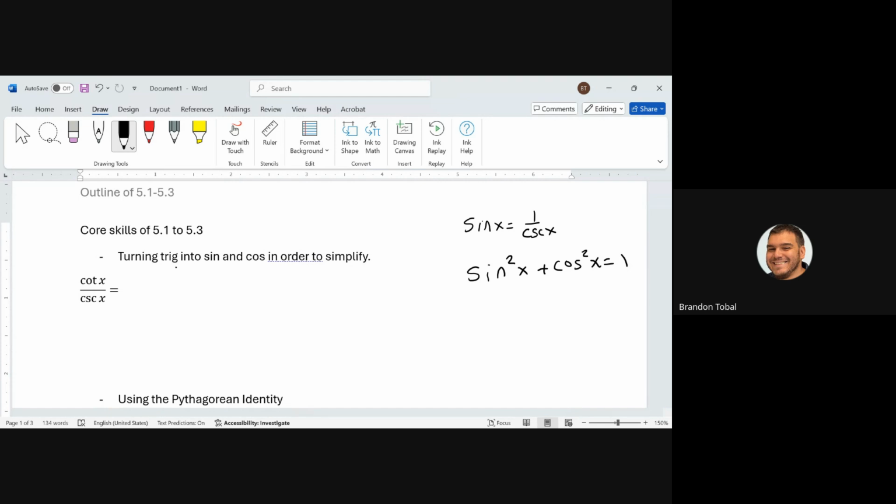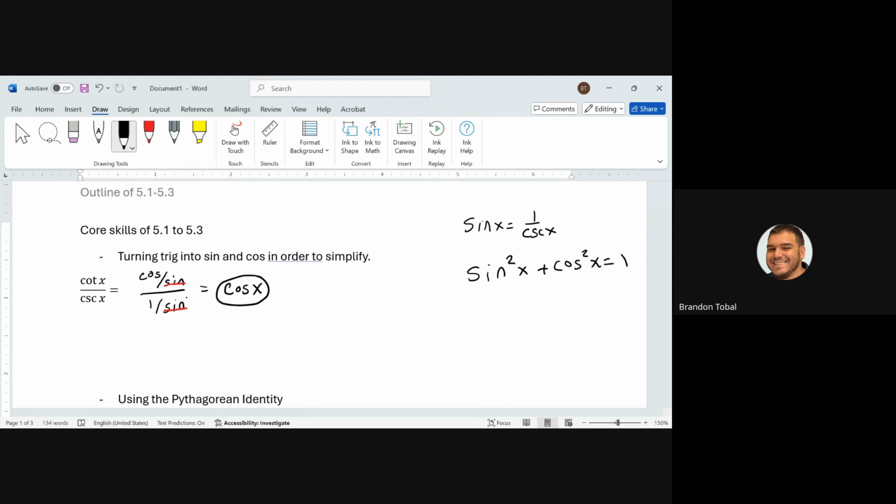First one. I don't know whether to call it a hint or tip or strategy, whatever you want to call it, is to turn trig into sines and cosines in order to simplify. Cotangent, I could convert into cos over sine. Cotangent becomes cos over sine. Cosecant is 1 over sine. Because they're both over sine, I could cross these out, which means my final answer is cosine.